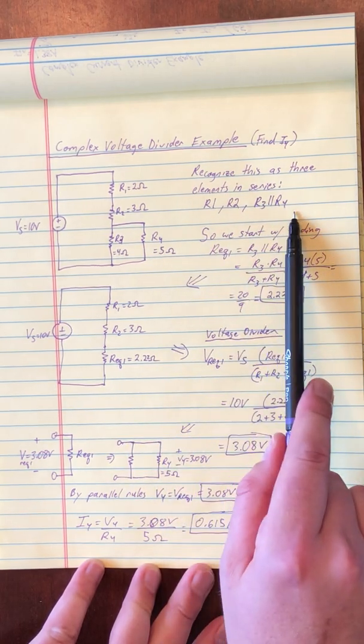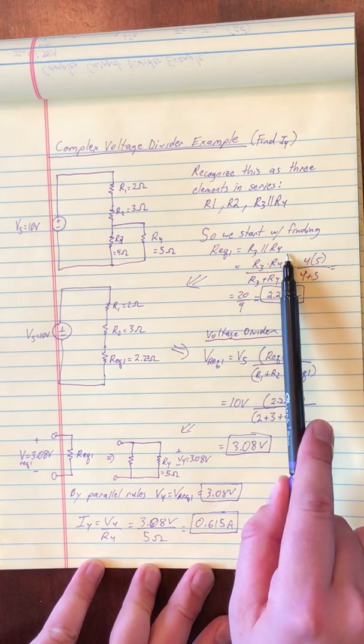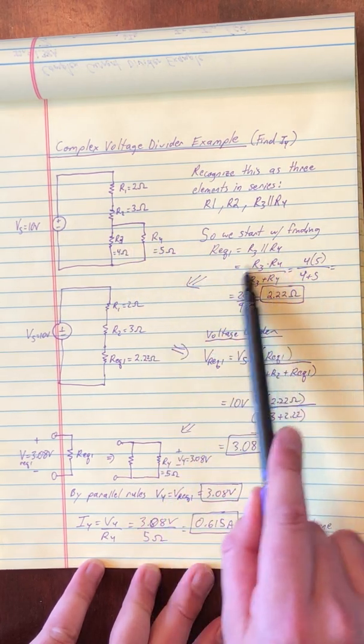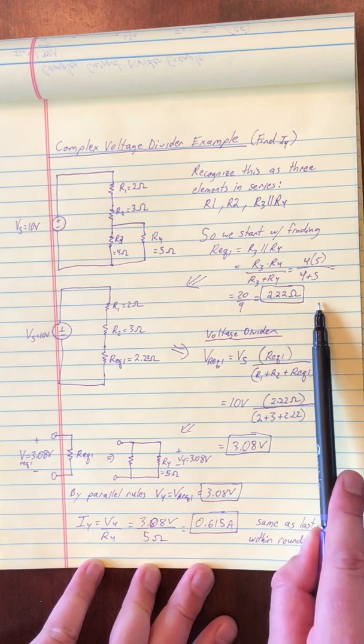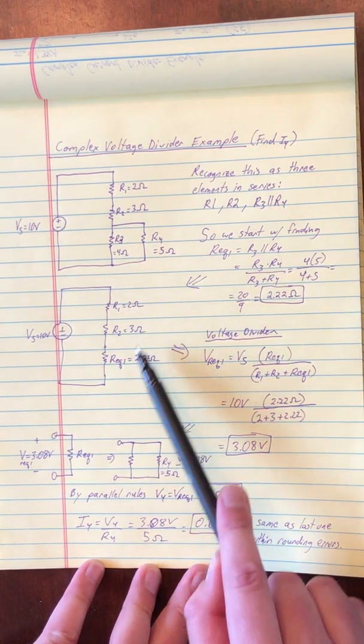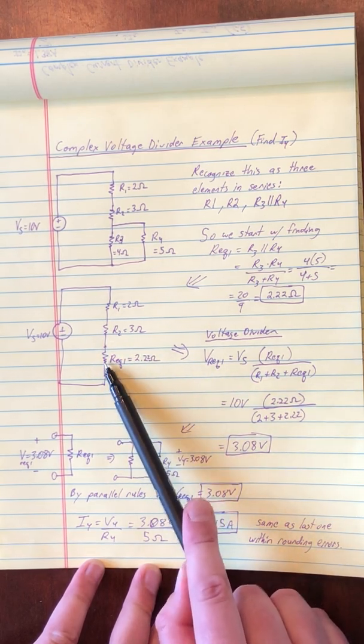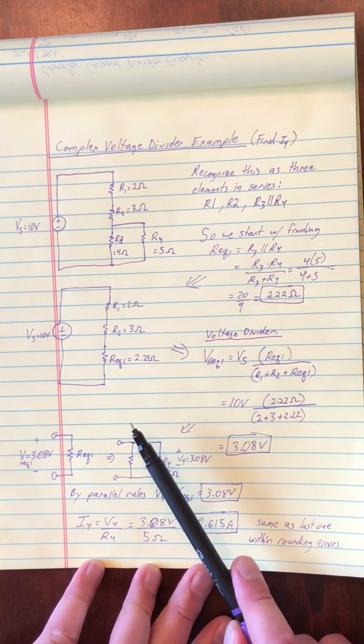So we recognize that they're in series, so we need to find REQ1, which is the parallel combination of R3 and R4. So we do that just like we had in the last one. We find it as 2.22 ohms. So this is our circuit now, 2 ohms, 3 ohms, and 2.2 ohms for this equivalent resistance here that will expand back out to our parallel circuit.